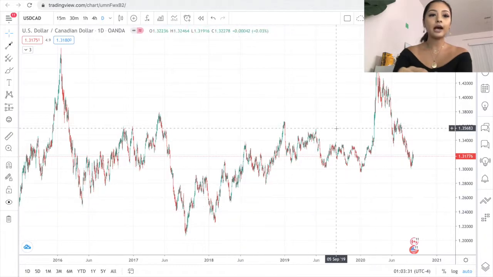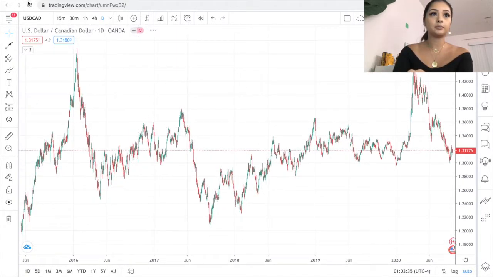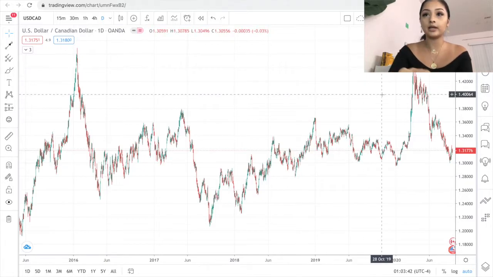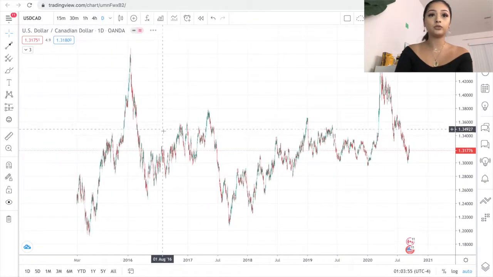So I have it up right now, right? This is the United States dollar, it's the Canadian dollar. USD is the primary, Canadian is the secondary. Now, it's going to say what the currency exchange rate is right now. It's currently at the price of 1.31776, meaning for every 1 US dollar, it's 1.31776 Canadian dollars.